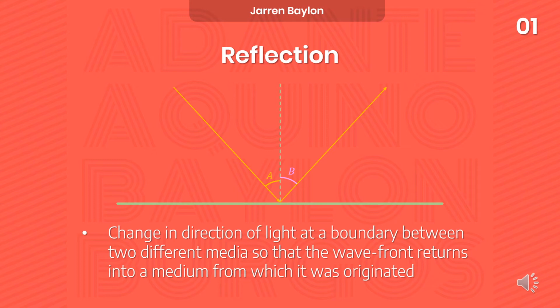So reflection, as defined, is the change in direction of light at a boundary between two different media so that the wavefront returns into a medium from which it was originated. Now, reflection is the simplest way of manipulating light. Here, light rays are thrown back or reflected by a reflective surface such as a mirror.